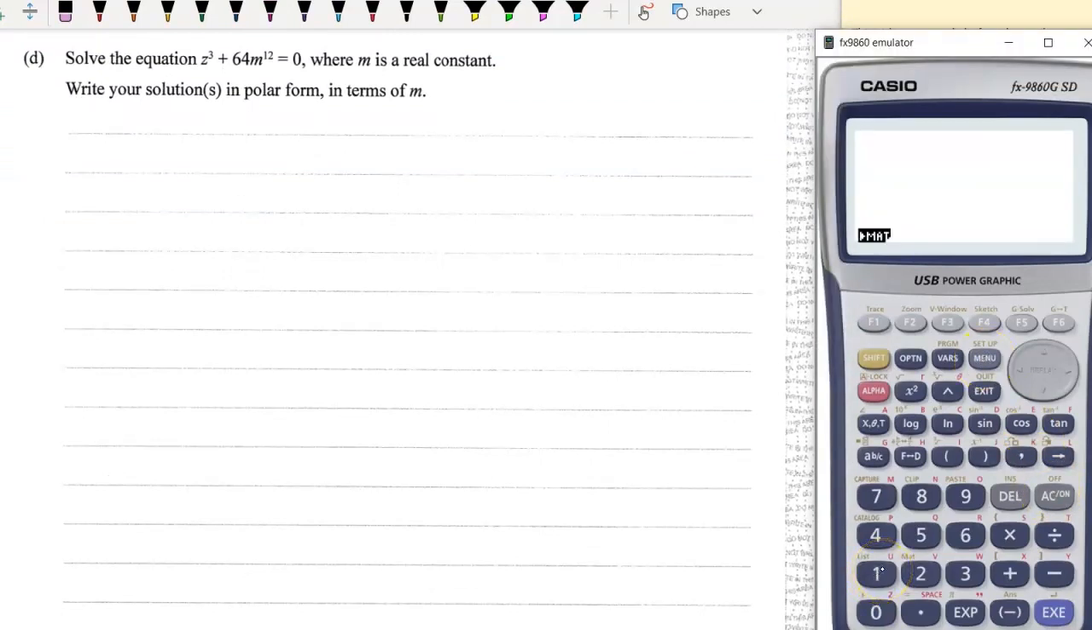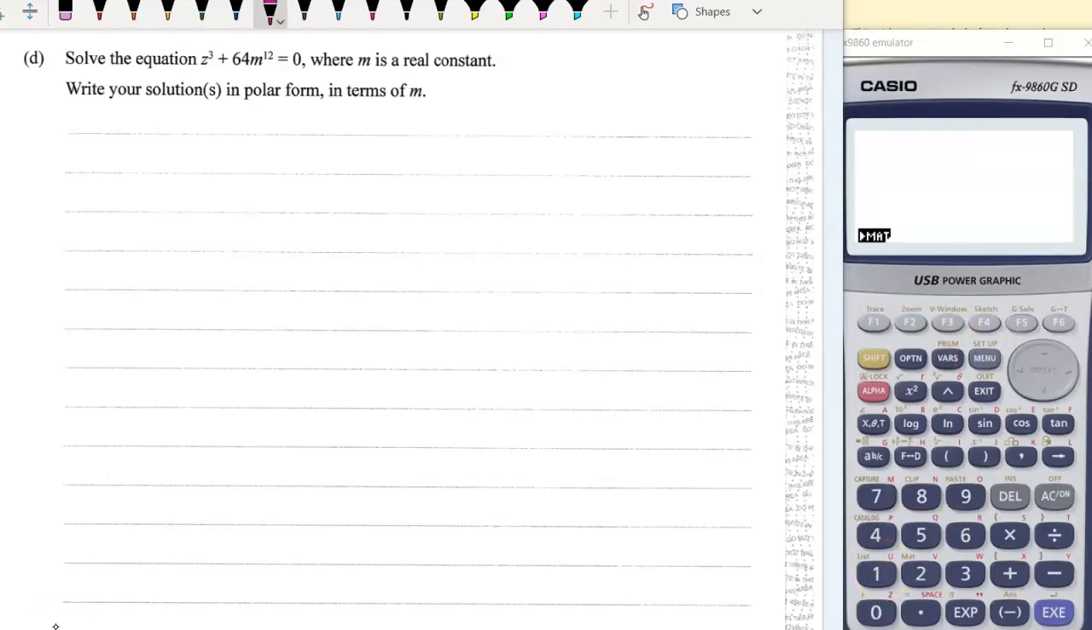Okay, part D. I want to use de Moivre's theorem on this one, and to do that I need it to be z equals something. So move everything over to the right-hand side, and we've got this. Now thinking about that on an Argand diagram, it's going to be over here on the real axis, it's got no imaginary part, at minus 64 m squared. So in polar form, it's got a length of 64 m squared and an angle of pi.